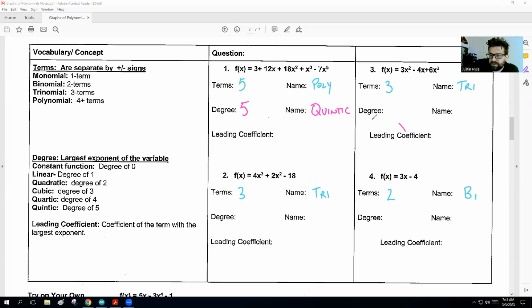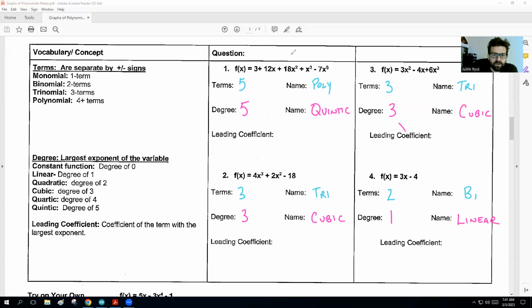All right, this one, degree 3 here. It's the highest exponent we see. Degree 3 would be a cubic. Okay, this one over here is also degree 3, so that would also be a cubic. And then this one here, well, we just have an x, and that's technically degree 1. That would be a linear function.